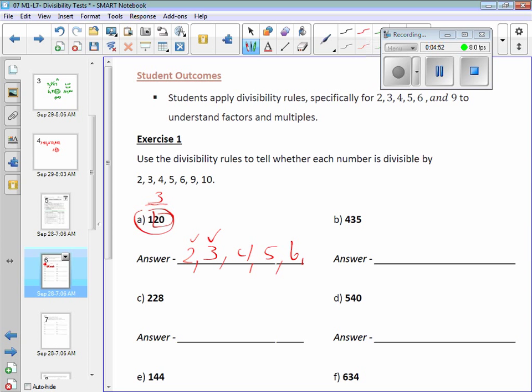What about 10? That's always the easy one. If it ends in a goose egg, it's good for 10. So yes? Done.